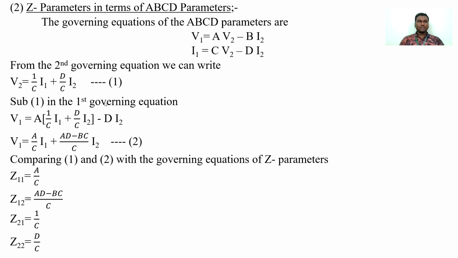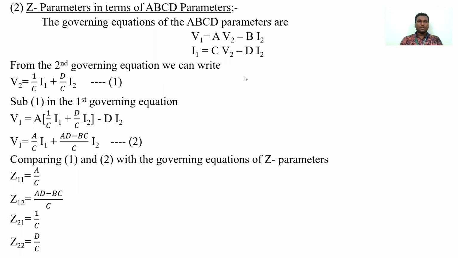Next is Z parameters in terms of ABCD parameters. The governing equations of ABCD parameters are V1 is equal to AV2 minus BI2, and I1 is equal to CV2 minus DI2. You have to write the governing equations first. From the second governing equation, we can write V2 is equal to 1 by C I1 plus D by C I2. How will we know that we should write the equation like that?